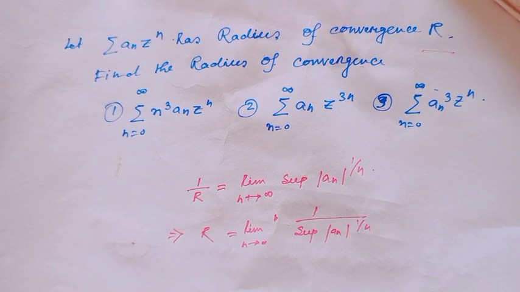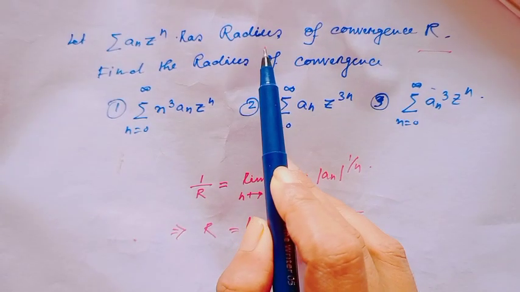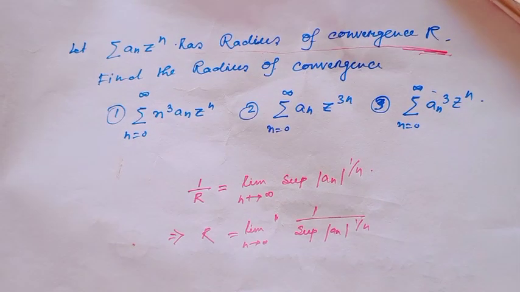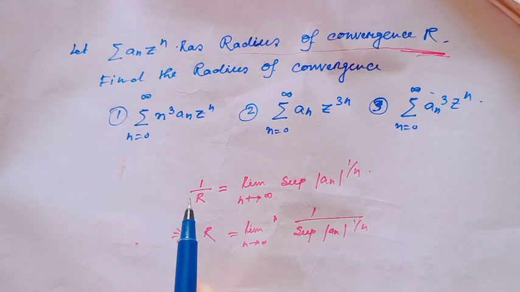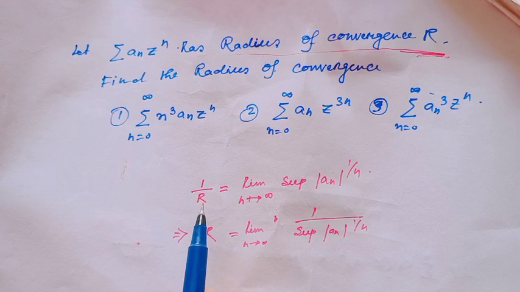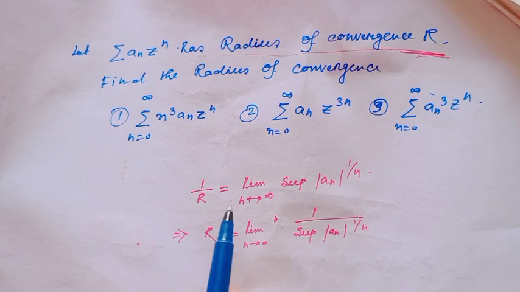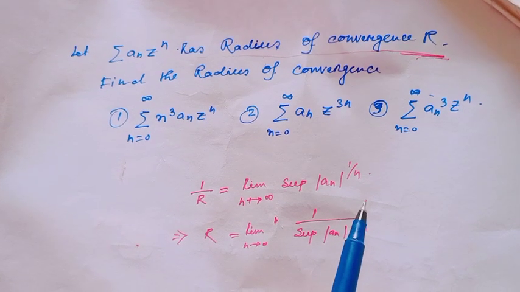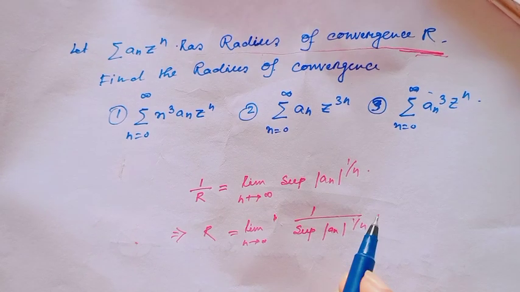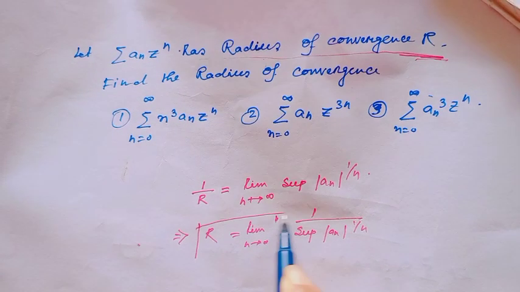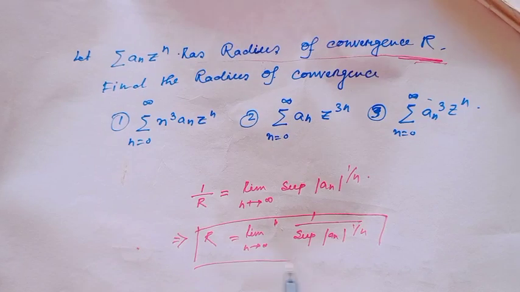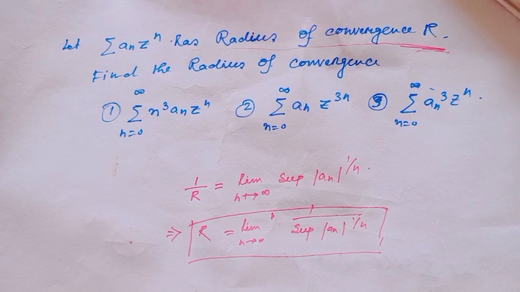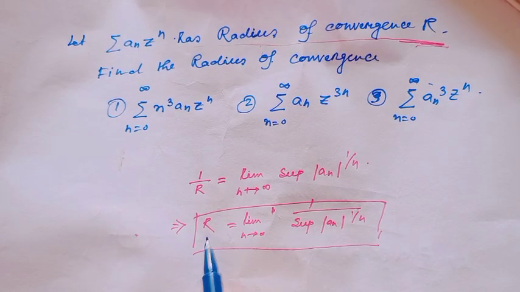Here given a n z n, this power series has a radius of convergence r. That means by Cauchy-Hadamard test, we all know 1 over r equal to limit n tends to infinity supremum of absolute value of a n to the power 1 over n. That means r equal to limit n tends to infinity 1 over supremum of absolute value of a n to the power 1 over n. This is the given r.